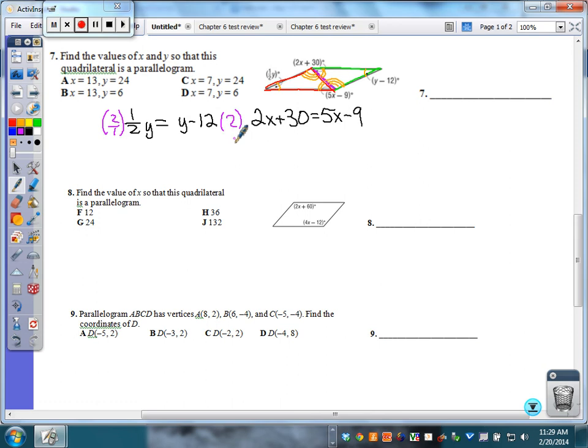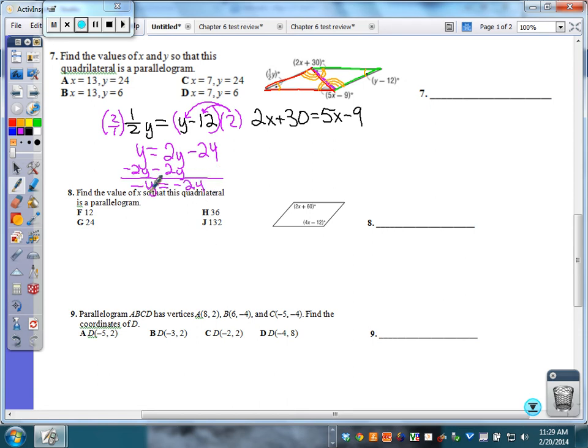All right, we just say 2 over 1 is just 2 here. So then we have y equals, we're going to just distribute this 2. 2 times y is 2y. 2 times negative 12 is negative 24. So I'm going to go ahead and subtract this 2y from both sides. And so we're left with negative y equals negative 24.